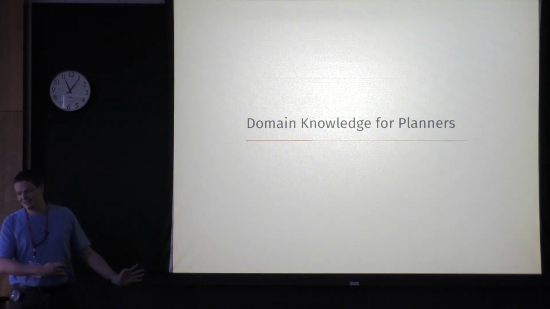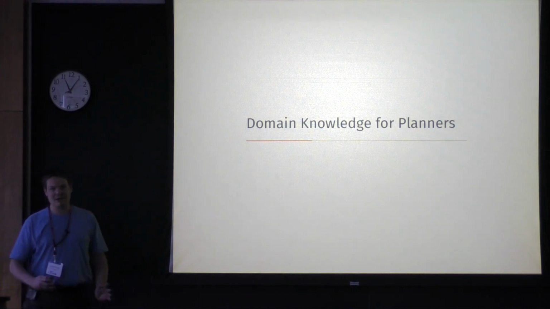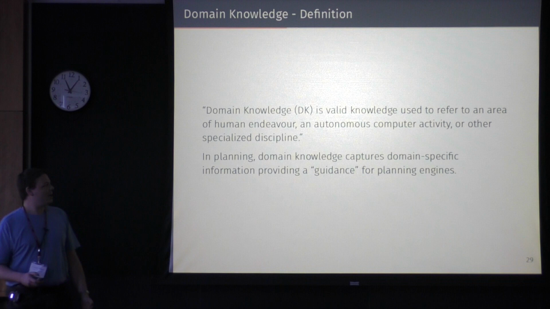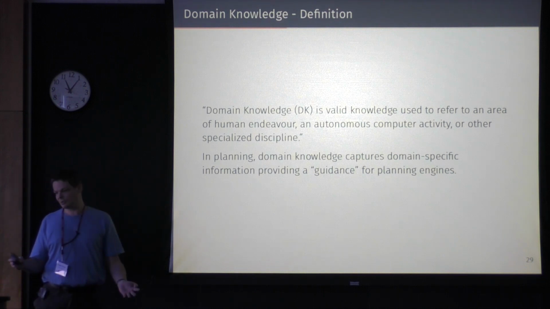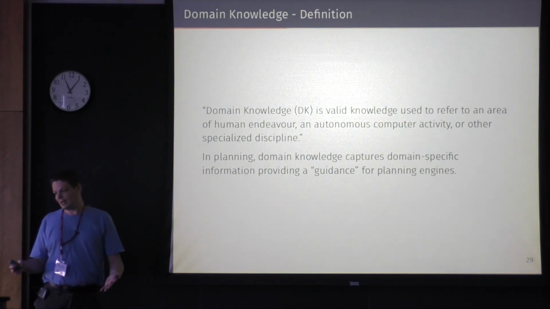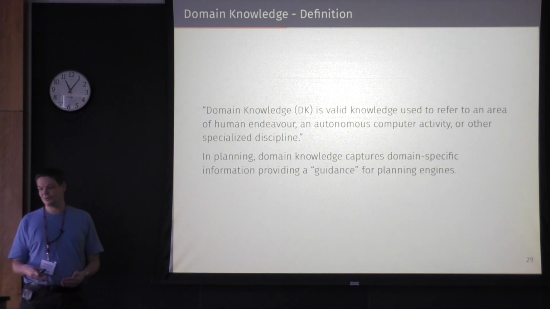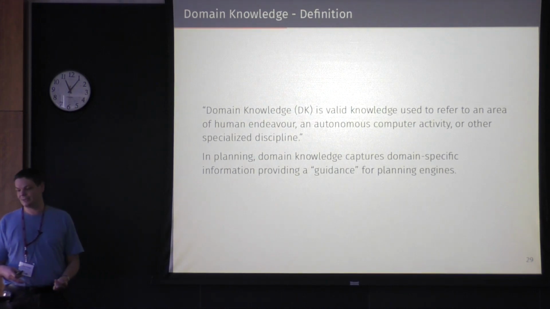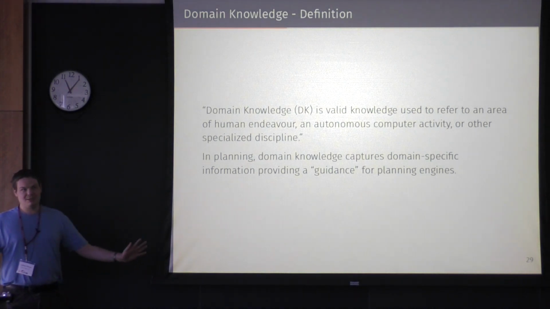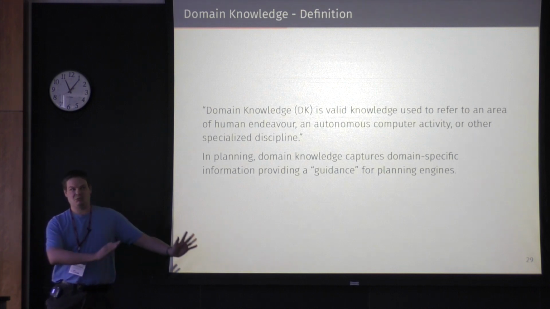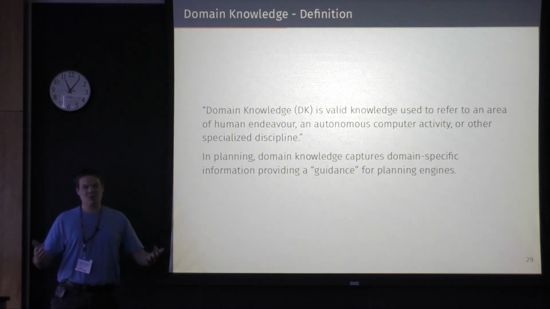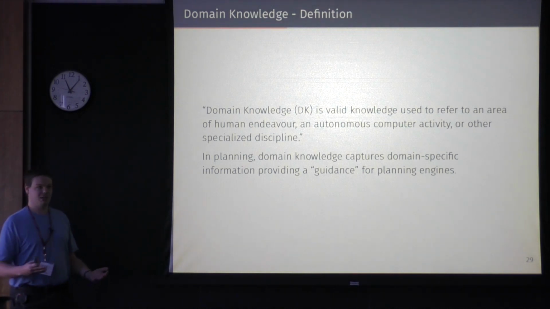And the second session will be more about what we call domain knowledge. Given the definition, which I found somewhere, so I will just quote it: domain knowledge is a valid knowledge used to refer to an area of human endeavor, an autonomous computer activity, or other specialized discipline. So, given the general definition, if we consider our automated planning area, what can we imagine if we talk about domain knowledge?